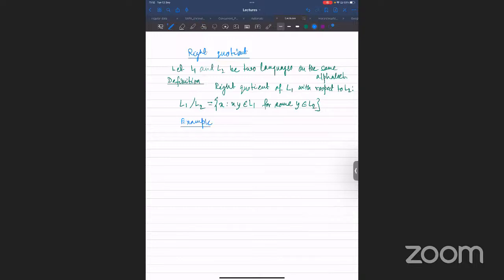suppose you have L1 which is of the form a^n b^m such that n greater than equal to 1, m greater than equal to 0, union ba, right? And L2 equal to b^m such that m greater than equal to 1. So note that here this is n greater than equal to 0, here this is n greater than equal to 1. Now what is L1 slash L2?